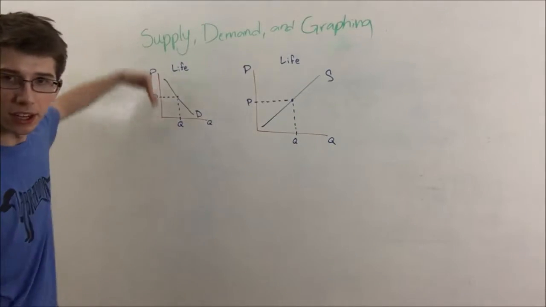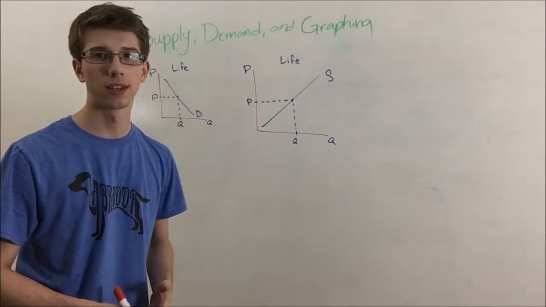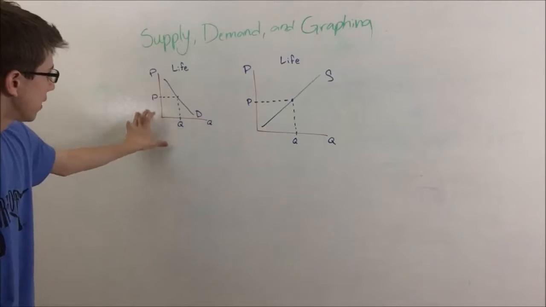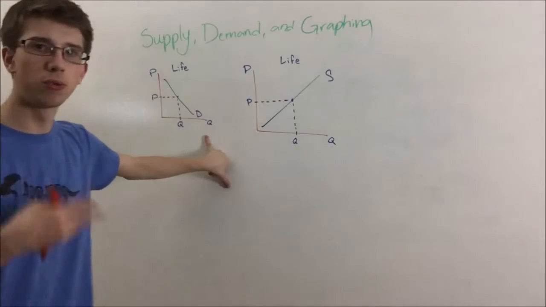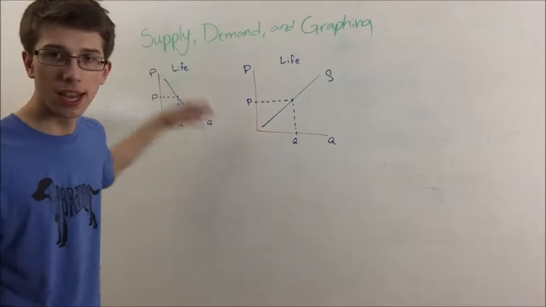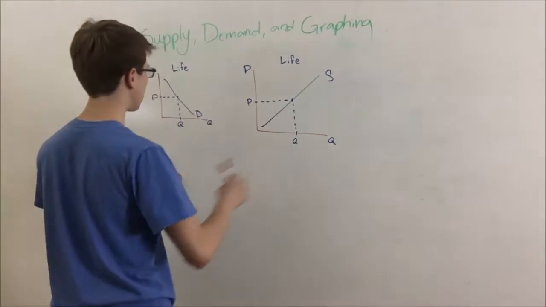So as you can see, the demand curve slopes downwards and the supply curve slopes upwards. Yes, these are linear. Don't worry about it. In this case, you have quantity on the x-axis and price on the y-axis. And same thing with supply.